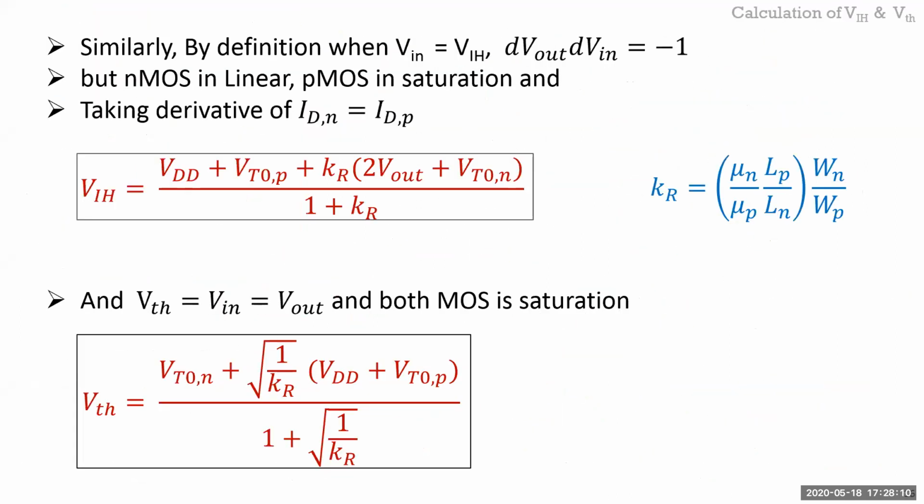Okay, and for VIH, it's the same thing again. You basically take the equation for the NMOS, the linear equation, PMOS for saturation, take the derivative, apply this condition, and you should get the number for VIH as well. And then VTH, because both of them are in saturation, you can apply VT, that is the threshold voltage. Again, this is the threshold voltage of the inverter. It's not the NMOS threshold voltage, okay?